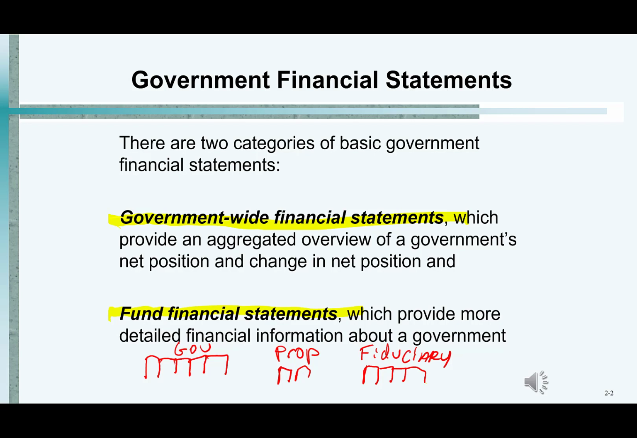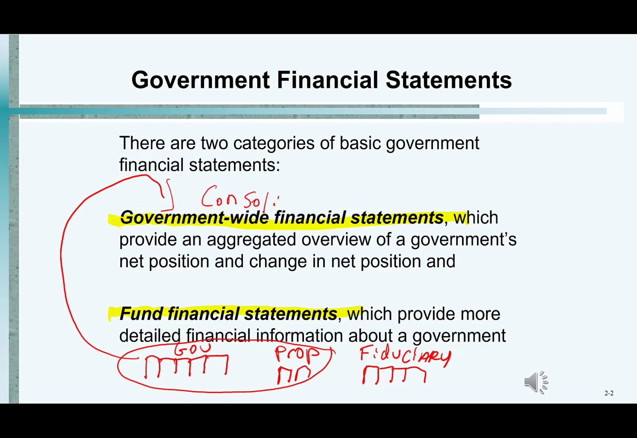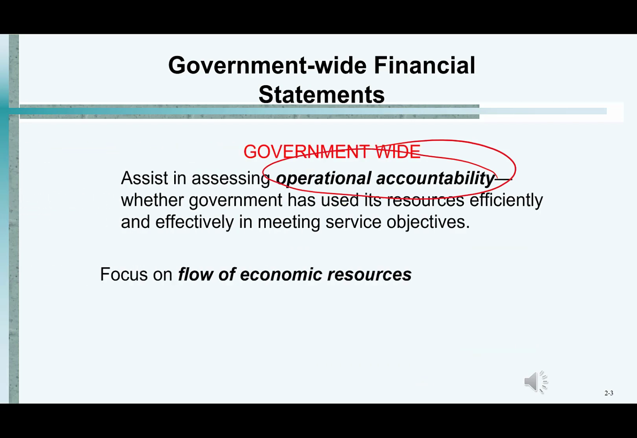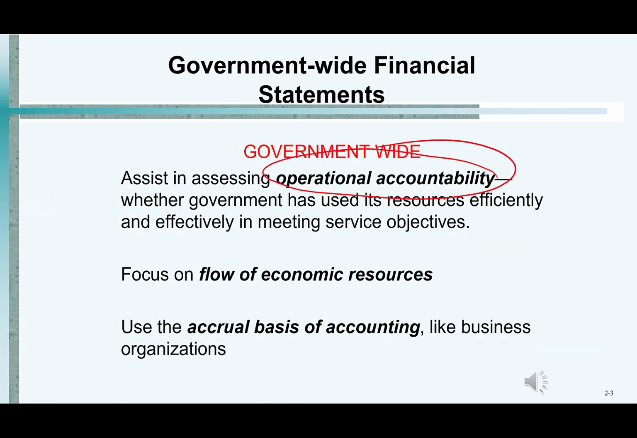Okay, so 5 plus 2 is 7 plus 4 is 11, and then what? We take some of these funds, not all of them, and we consolidate them into the government-wide statements, right? Okay, so that goes back to really chapter 1 as well.